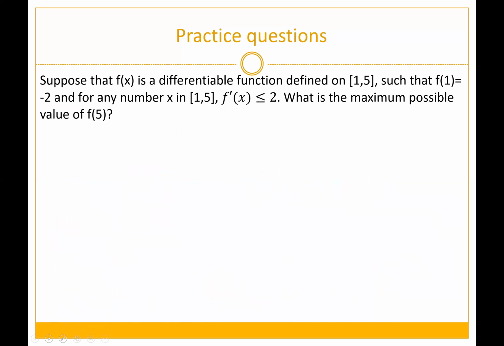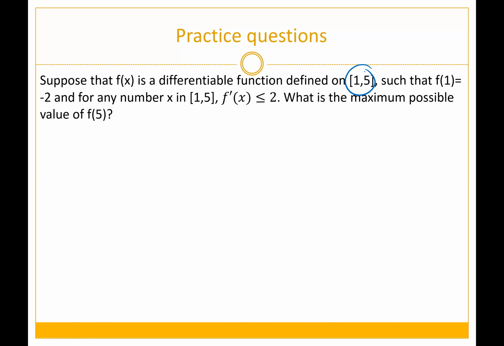Practice questions. The next one is: suppose that f is a differentiable function defined on the interval from 1 to 5 such that f(1) equals negative 2, and for any number x you have f prime of x is smaller than or equal to 2. What's the maximum possible value of f(5)?